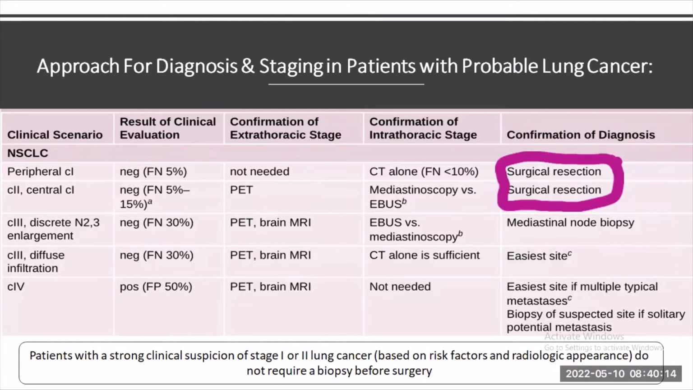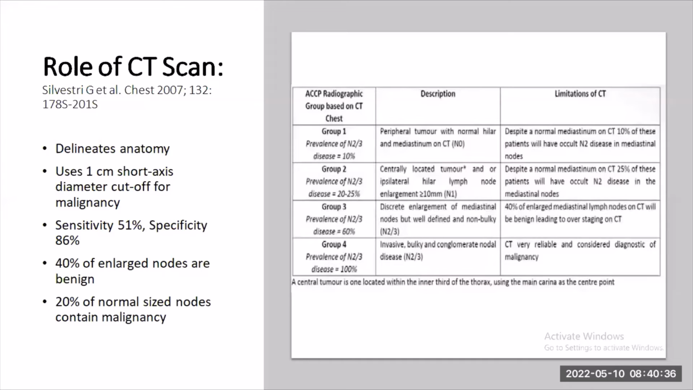on clinical evaluation. For extrathoracic staging, we need a PET CT, and for intrathoracic staging, we need a mediastinoscopy or an EBUS. If it's negative, then we can directly go ahead with the surgery. These two would be discussed today, stage 1 and stage 2 tumors, which would be early lung cancer.